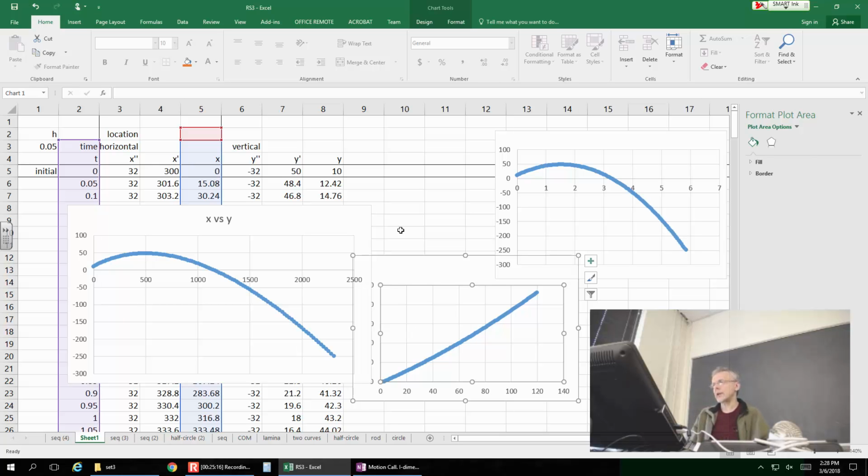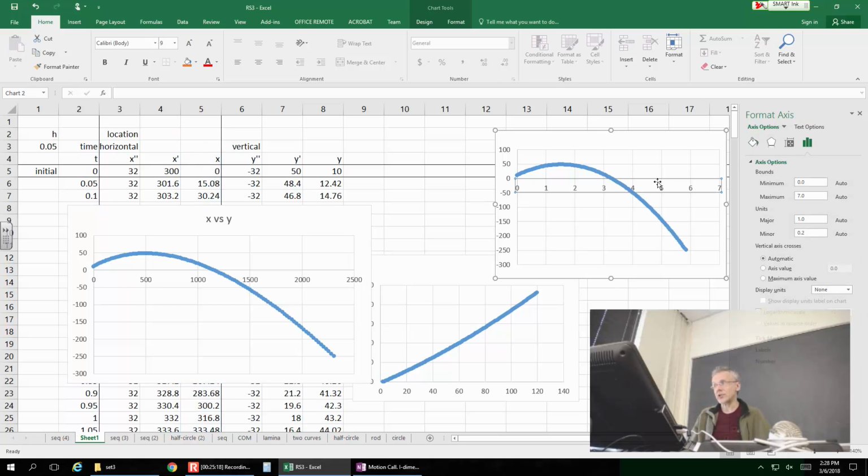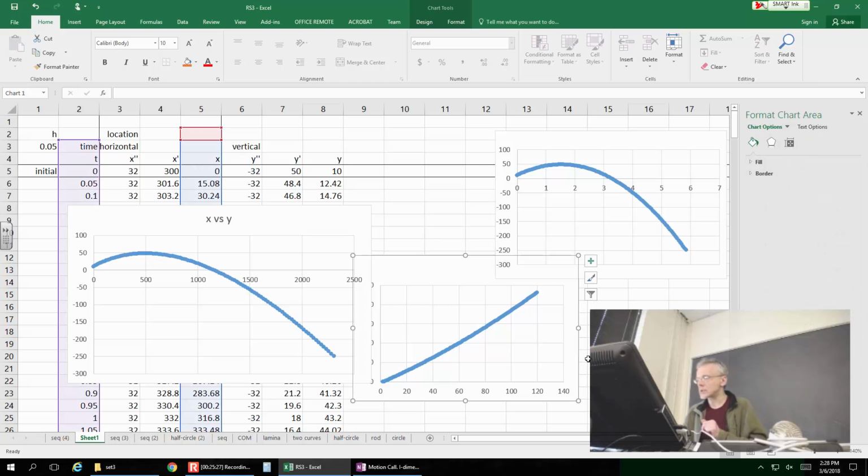So let's take a look at these two graphs. This one has not changed. This is the relation of the vertical on time. We haven't made any changes to this part, so it works out exactly the same. This one is a parabola, but why is the parabola in the wrong direction? It coils this way.